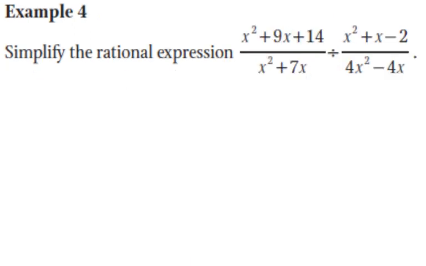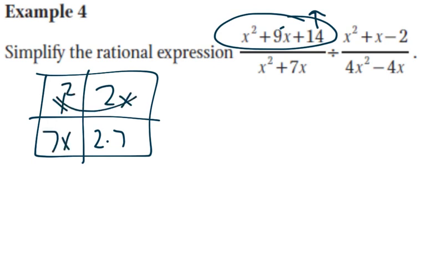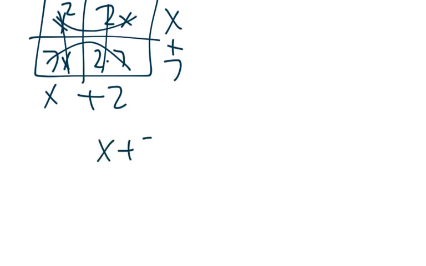All right. Okay, last example here. All right, so even though this looks super complex, let's just break it down a piece at a time. So first, let's deal with this one. Factors of 14 that would add up to 9. That's going to be 2 and 7, right? So 2 times 7, 2x, 7x, x squared. So we get an x, positive 7, positive 2, and an x. So we'd have on the top here x plus 2 times x plus 7.